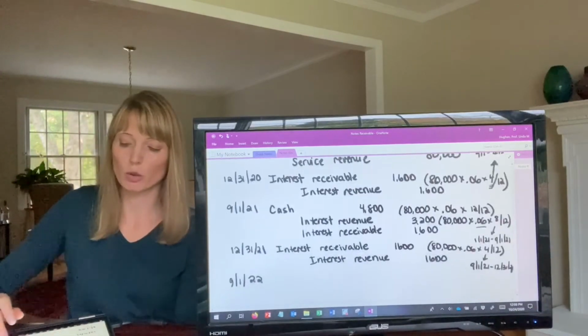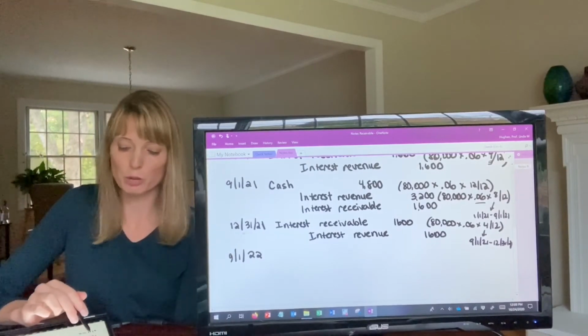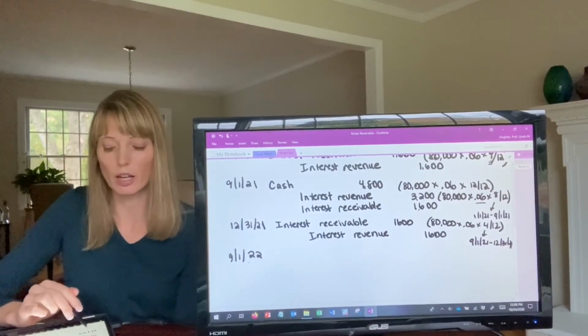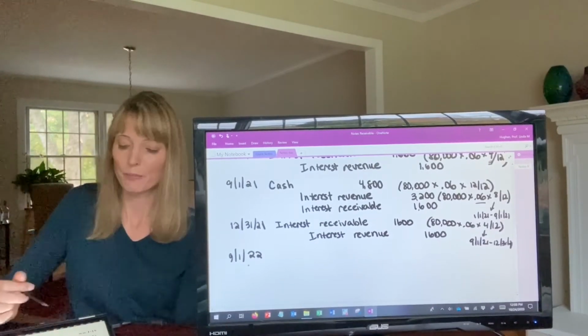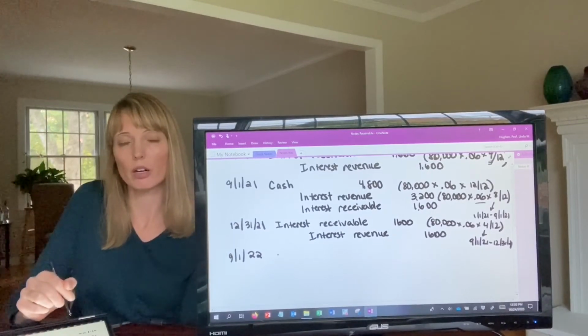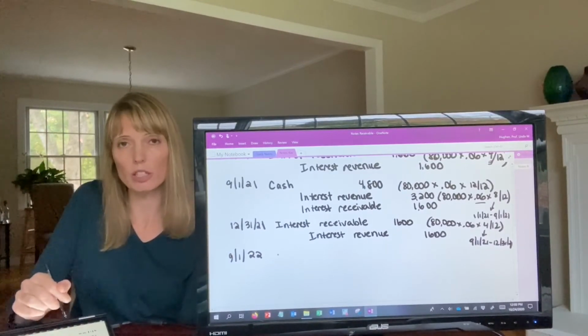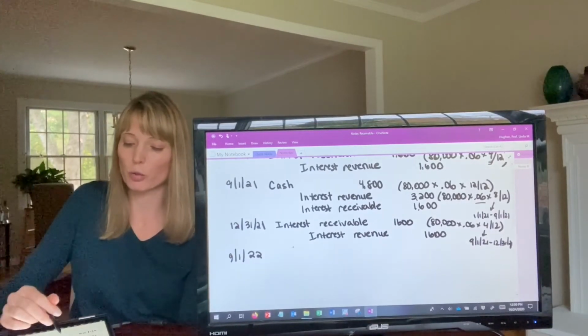The company is going to record the additional interest revenue between December 31st, 2021 and September 1st, 2022. So let's do this as the receipt of the cash related to the principal of the note. Let's do that as a separate journal entry from the interest. Let's start first with our interest.